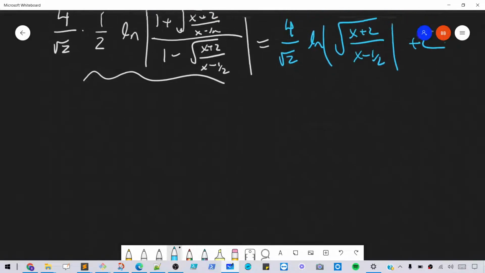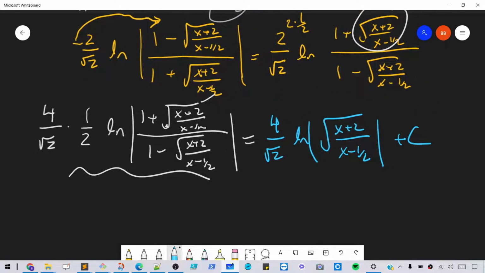Oh wait, what did I do? Sorry. This is a tangent right here. Inverse hyperbolic tangent. And this isn't an absolute value. This is just a parenthesis, or you don't even need a parenthesis.